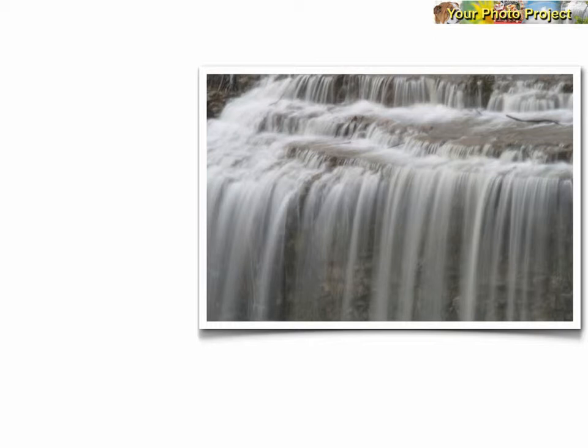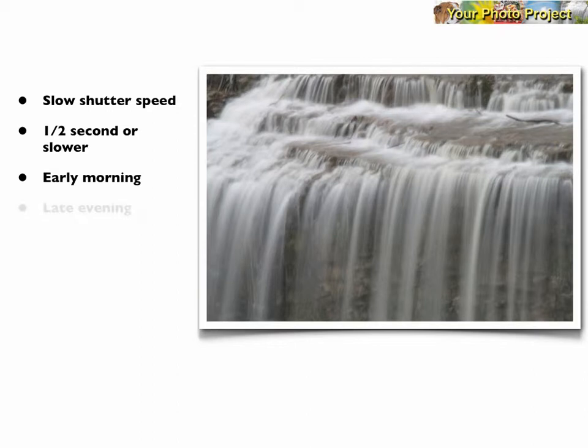So to get this type of effect, just in summary, you need a slow shutter speed. I would recommend a half second or slower, and experiment. Try even longer if you can. You're going to get some very interesting results. The best time to do this would be either early morning or late evening, when the sun is just coming up or just dropping down over the horizon, where there's less light. It's a much softer light. It's what the pros call the magic hour, and would be the best time to do it. If it's overcast, you can probably get away with this during the middle of the day, but it would have to be overcast so the light is not as harsh.